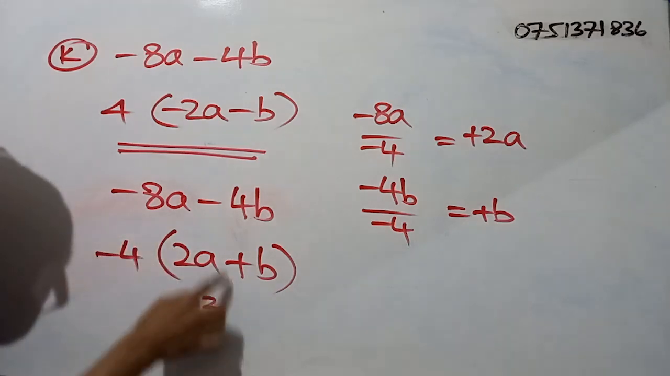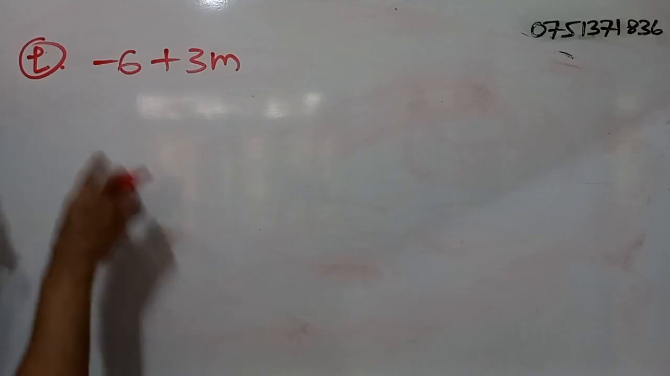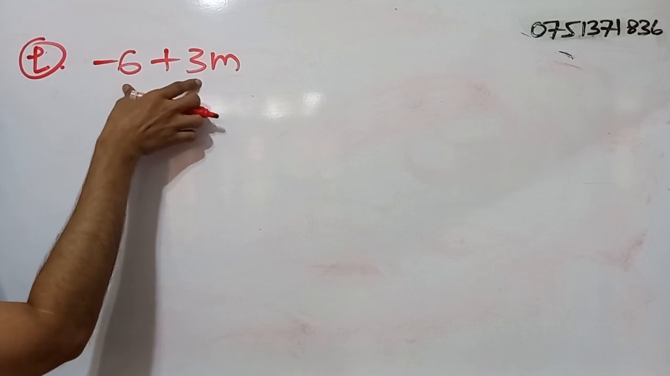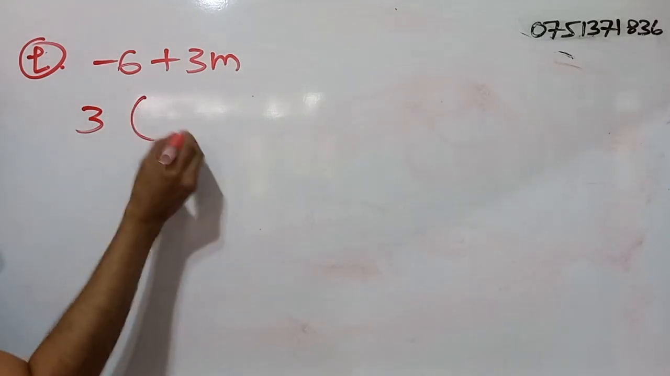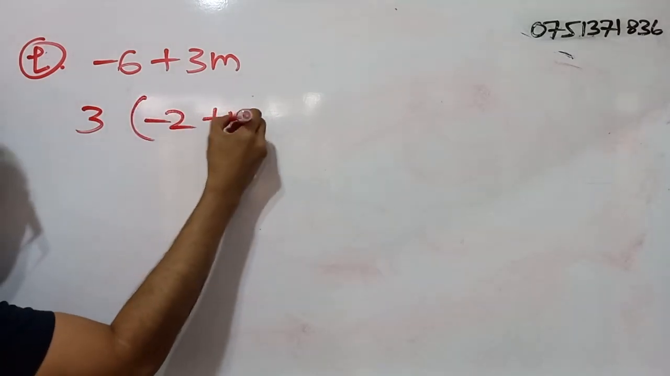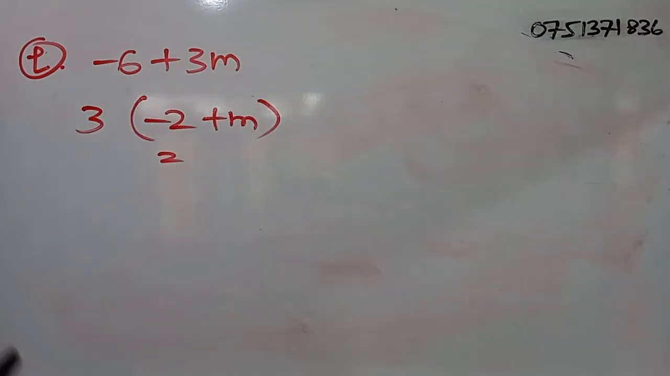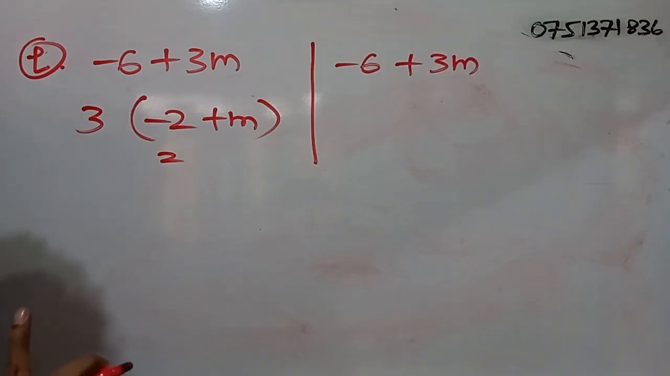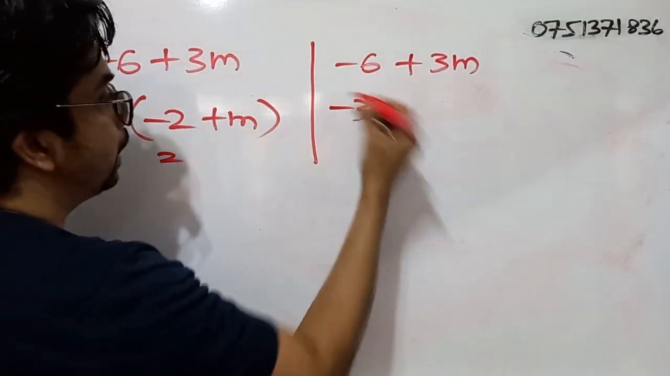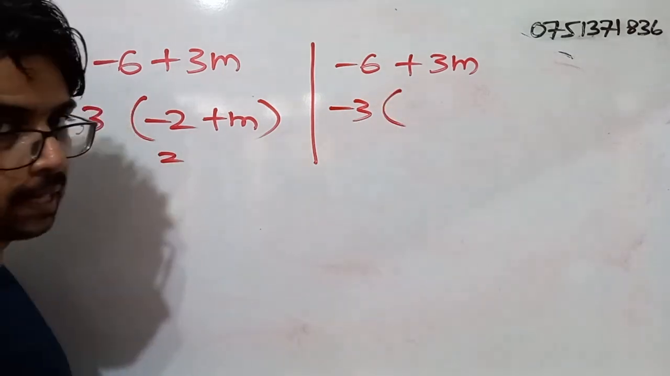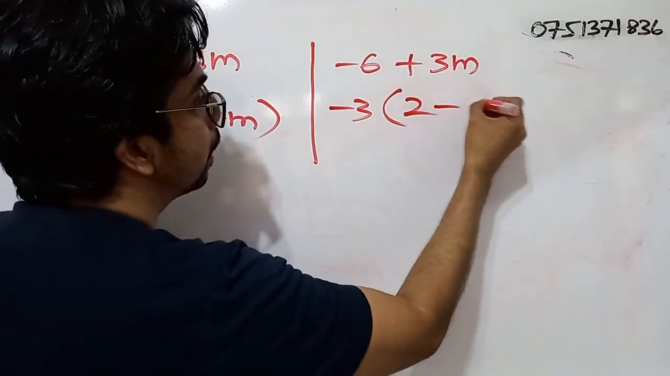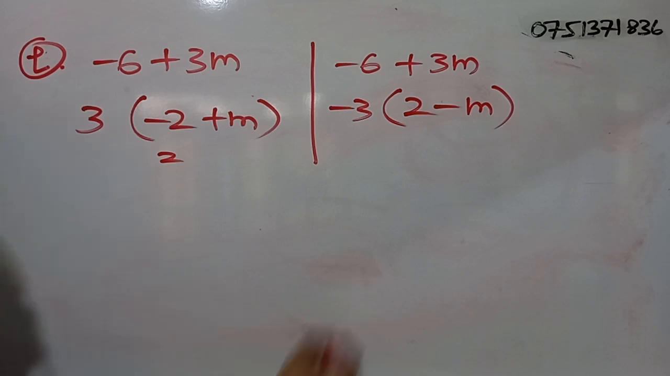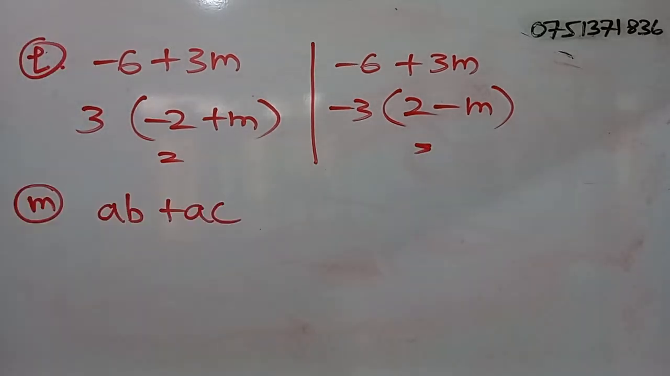So this is considering negative factors. Simple L. So these are the 2 terms that we have. So I'll take 3 as one factor. So what goes inside? Negative 2 plus n. So this will be the answer. Here also I can take a negative factor, right? So if I take negative 3, what goes inside the bracket? Positive 2, and this one will be negative n. So this will be the answer. So both are correct.